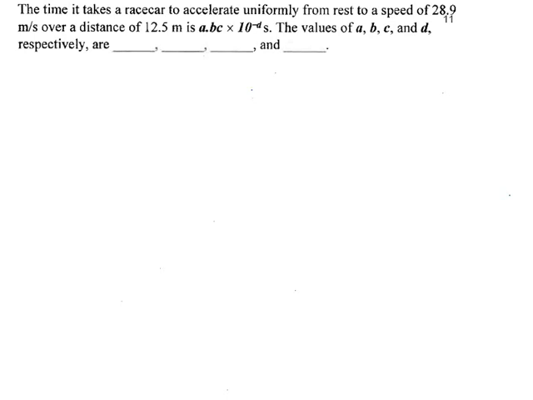Okay, we're back doing kinematics, and what do they have for us this time? Time it takes for a car to accelerate uniformly from rest. From rest is code for you weren't moving at first, to a speed of 28.9. So initially we were at 0, we end up at 28.9 meters per second over a distance of 12.5 meters.